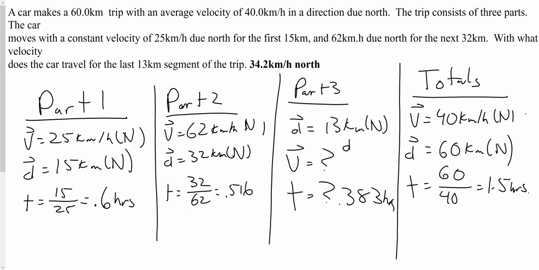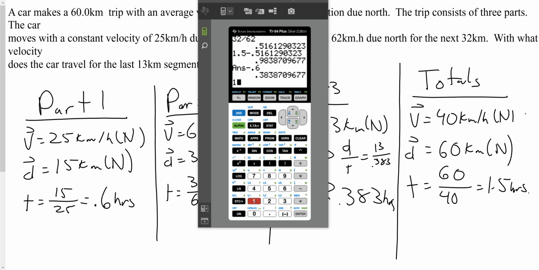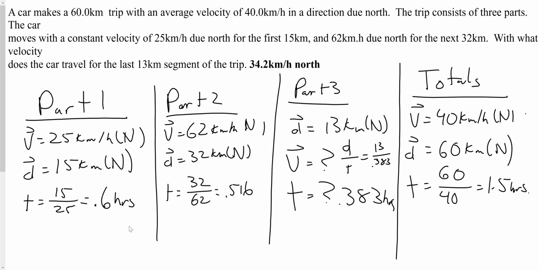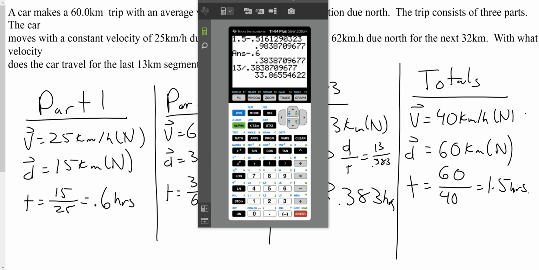V equals D over T. So I take my 13 kilometers and divide it by 0.383 hours, and I'll get my final answer. So 13 divided by that number, and I get 33.9 kilometers per hour. Oh, and I got something different here too. I don't know how that happened. Did I find something wrong here? No, I kept all the decimals, that's what was different.